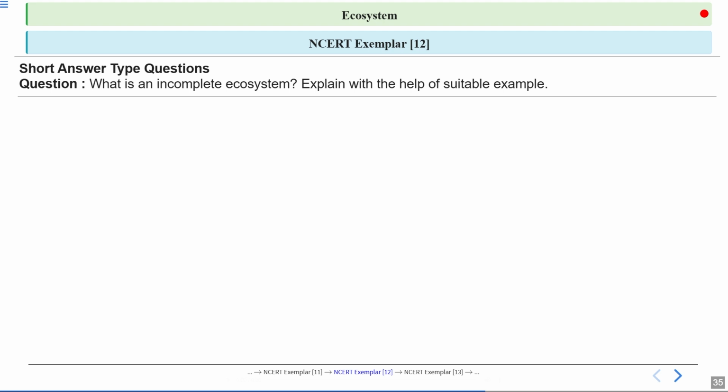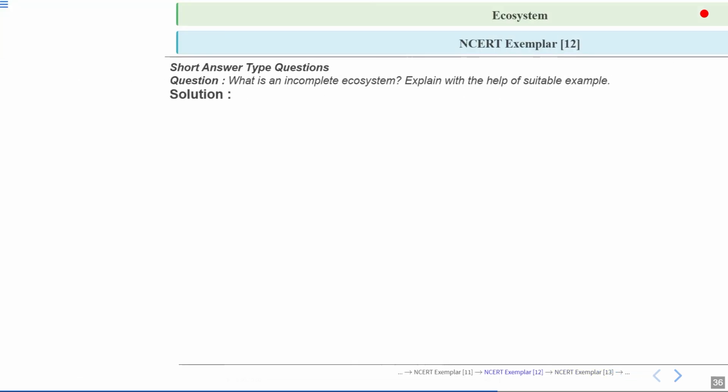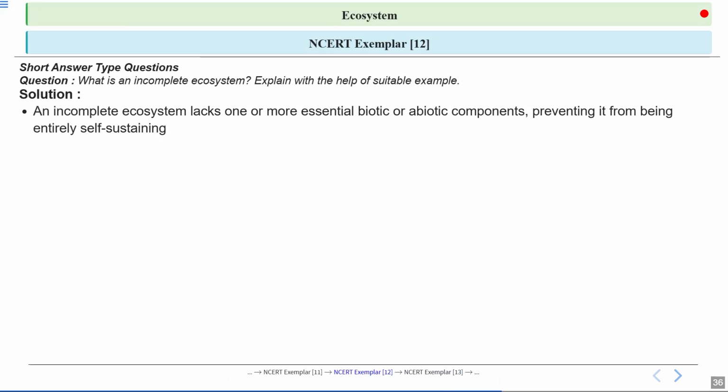Next question is, they are short answer type questions. So question is, what is an incomplete ecosystem? Explain with the help of suitable examples. Let's have a look at the answer. Now an ecosystem needs certain parts to function properly on its own. It requires living things, which are the biotic components such as producers, consumers and decomposers, and non-living things, which are the abiotic components like water, air and light. When one or more of these essential parts are missing, the ecosystem is considered incomplete and cannot sustain itself without outside help.